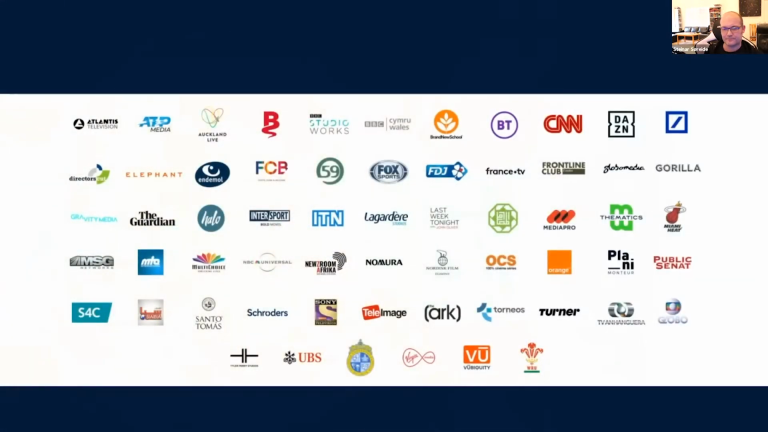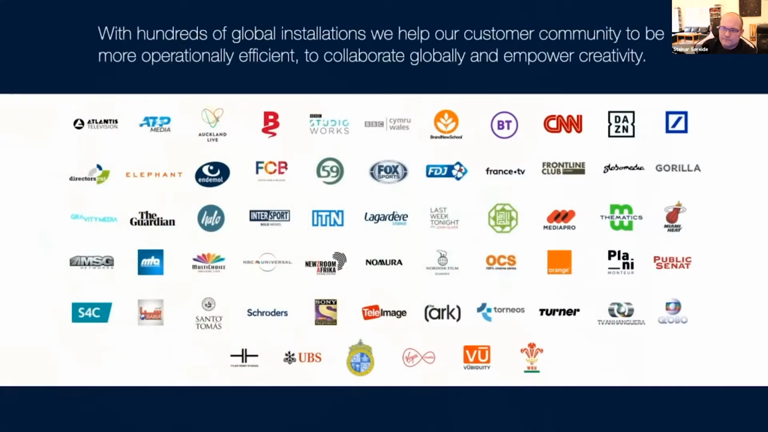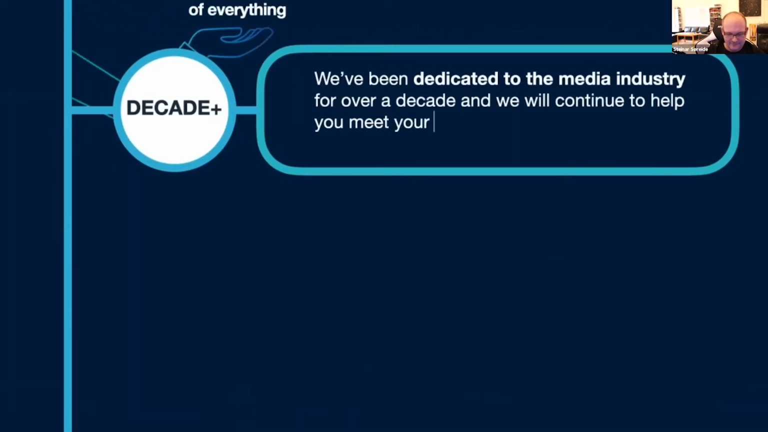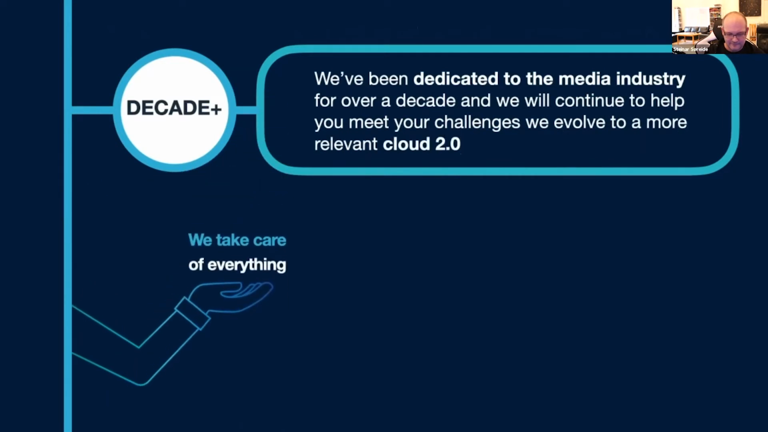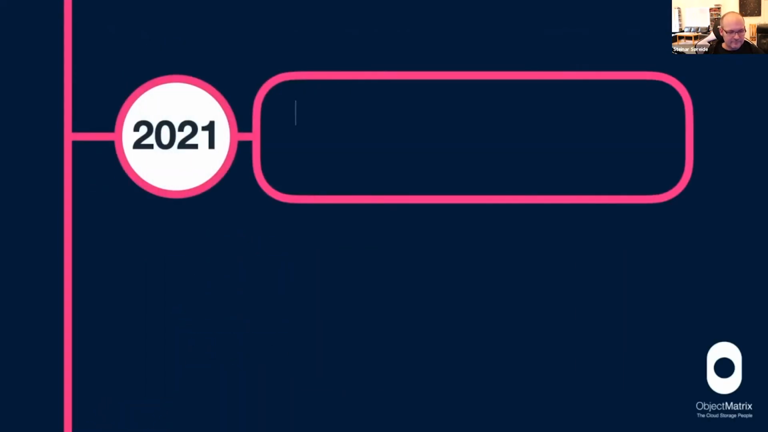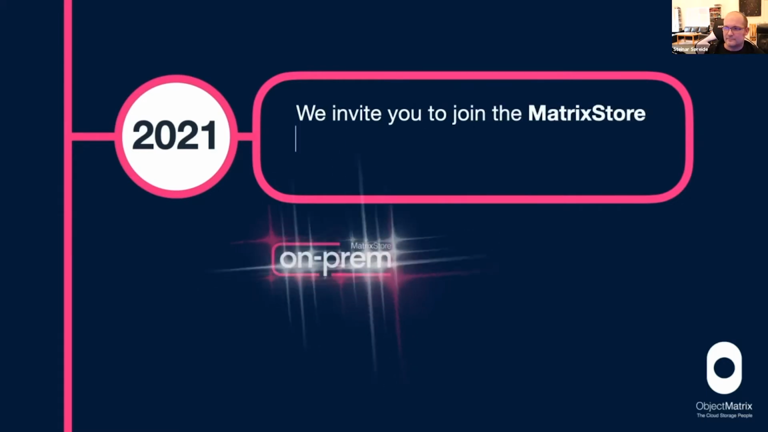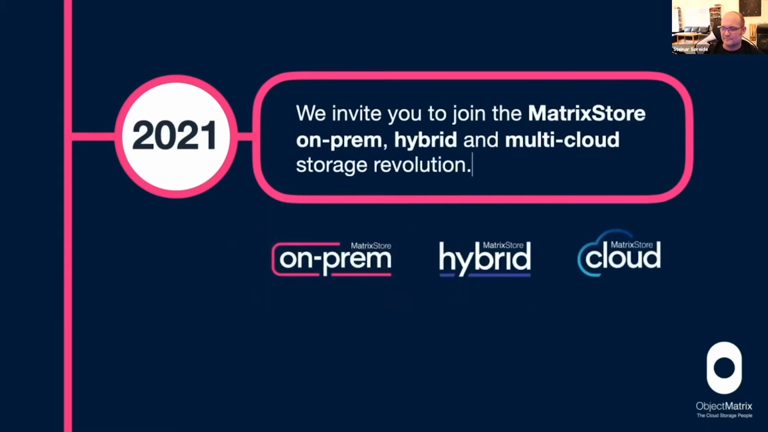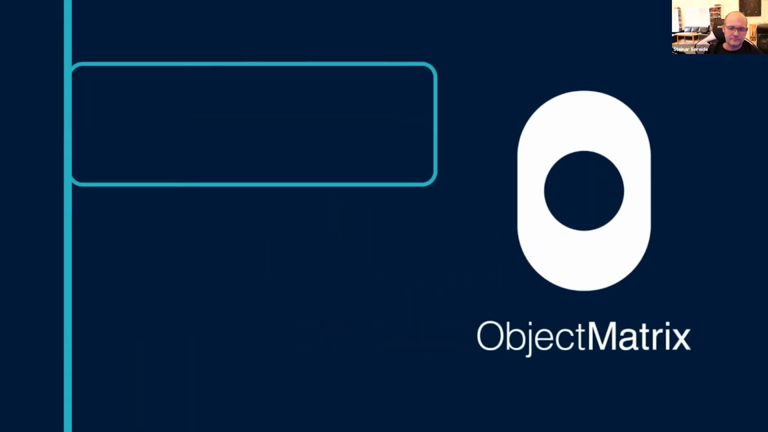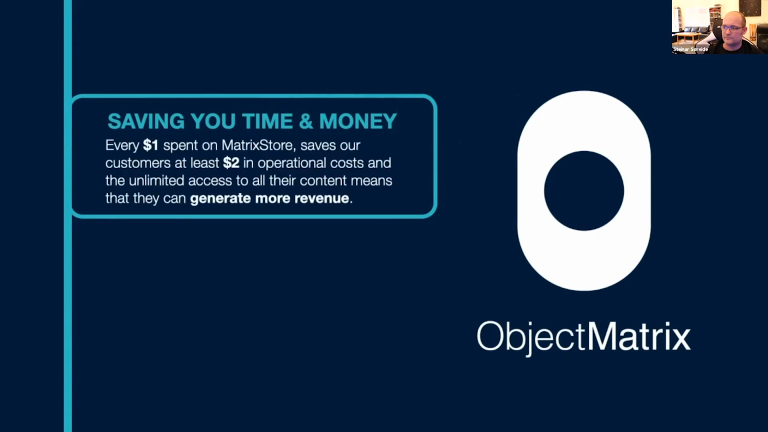With hundreds of global installations, we help our customer community to be more operationally efficient, to collaborate globally, and empower creativity. We've been dedicated to the media industry for over a decade, and we will continue to help you meet your challenges as we evolve to a more relevant and appropriate Cloud 2.0. In 2021, we invite you to join the MatrixStore on-prem, hybrid, and multi-cloud storage revolution. Object Matrix, saving you time and money.